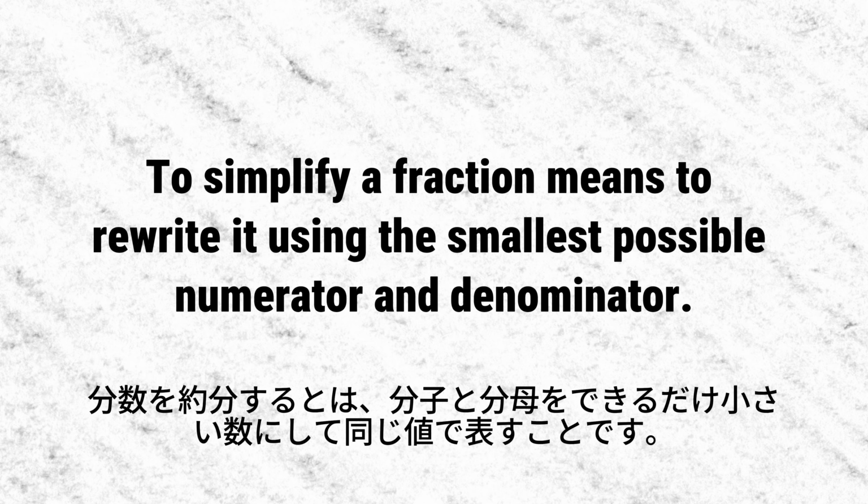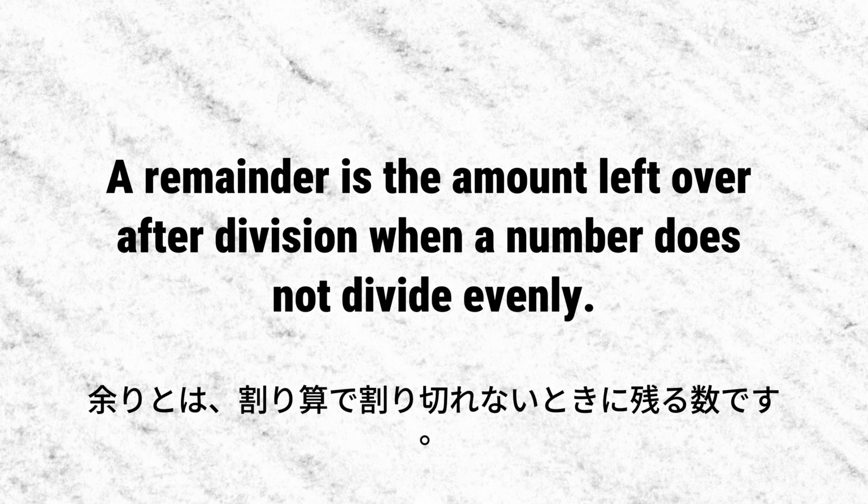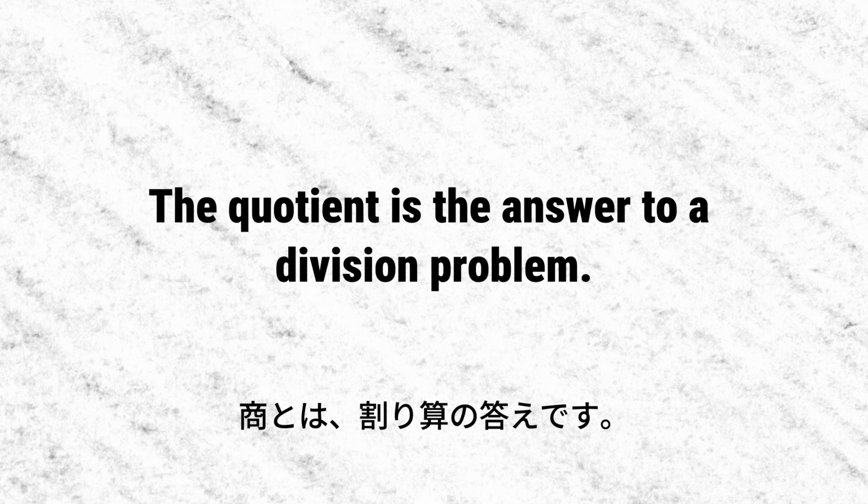To simplify a fraction means to rewrite it using the smallest possible numerator and denominator. A common denominator is a number that can be used as the denominator of two or more fractions. A remainder is the amount left over after division when a number does not divide evenly. The quotient is the answer to a division problem.